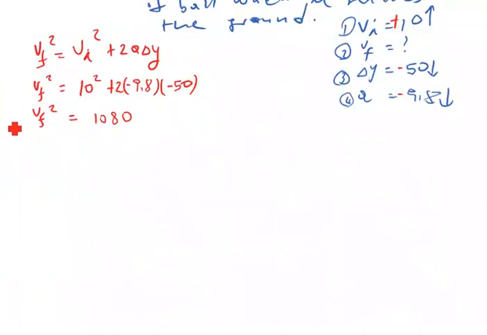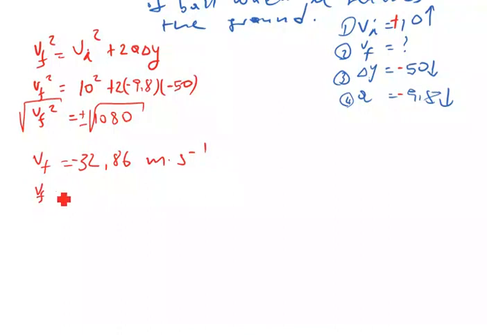Then we press the calculator to get Vf squared. So we get 10.8, then we take the square root of both sides, so it's plus or minus. So the final velocity will be equal to 32.86, plus or minus. Since it is going down, that is negative, because we take upward as positive. So we choose negative between plus and minus.